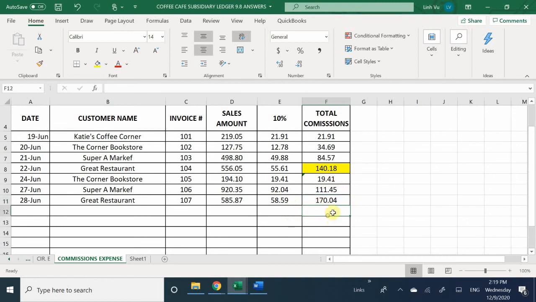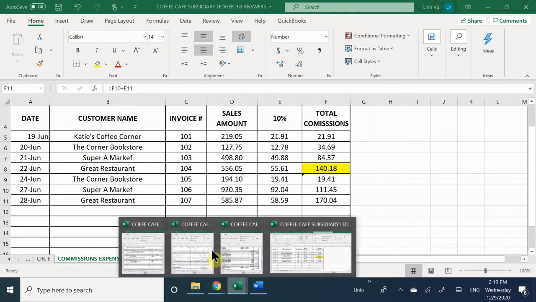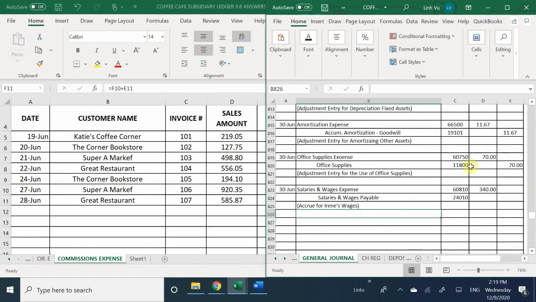So yes, we owe him only $170.04 because he's gaining the good customers because they're giving him better commissions, but he needs to keep working on getting those sales. So $170.04 is what I owe him for the month of June. Okay, so I'm going to place that right here. 170.04.